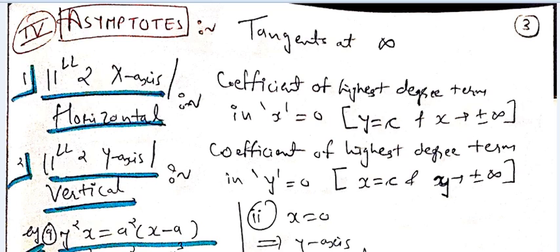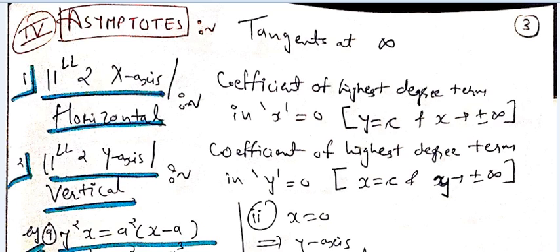So to find horizontal asymptote, you need to take the coefficient, this is the main point, the coefficient of the highest degree term in x only equal to 0. To find asymptote parallel to y-axis, you need to take the coefficient of the highest degree term in y equal to 0.